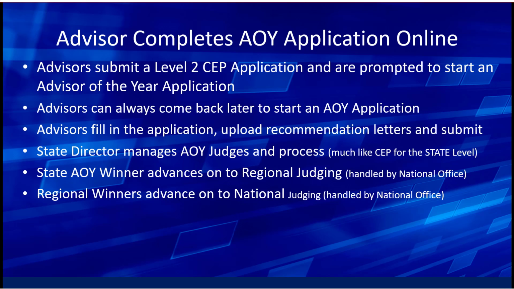Like I said, it's just a couple of step process. You start the application, you fill it out. There are some recommendation letters that you may need to supply. The state director will then manage application judges and the process, very much like the Chapter Excellence Program. That state director will identify who the winner is, and will advance that winner onto the regional. And the regional competition is handled by the national office staff. And then those regional winners will be notified, one from each of the 5 regions, and they will be moving on to the national judging level, handled with an interview process at the National Leadership Conference.